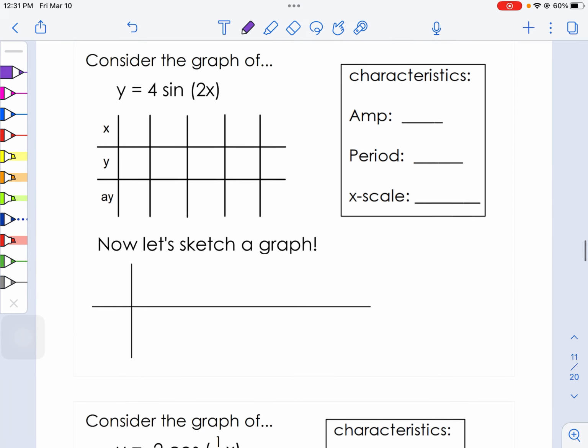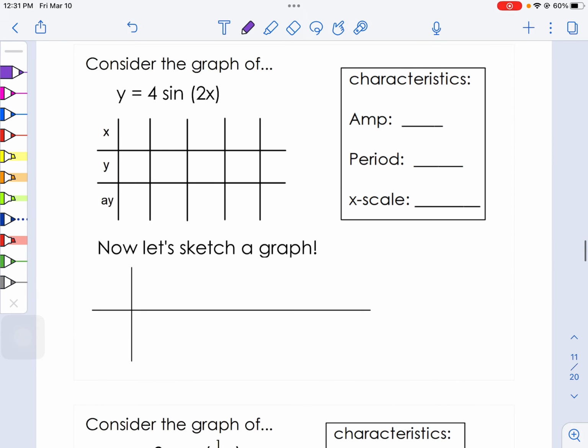Okay, so let's practice graphing one. First I'm going to identify my amplitude. I have an amplitude of 4, so it's going to have a vertical stretch. The period I'm going to find by taking 2 pi divided by b, because it's sine, so 2 pi divided by 2 is going to be pi.